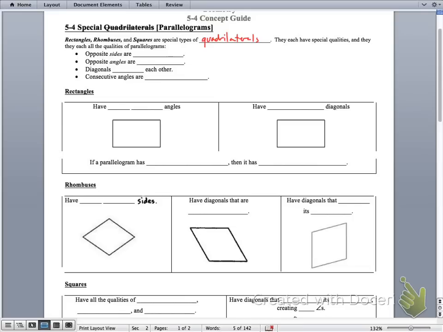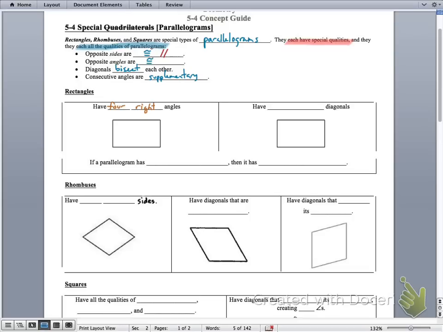Rectangles, rhombuses, and squares are all special types of quadrilaterals, but more specifically, they're special types of parallelograms. So, because they're parallelograms, they have all the qualities that parallelograms have. Opposite sides are congruent, opposite angles are congruent, diagonals bisect each other, opposite sides are parallel, consecutive angles are supplementary. All of those things that we learned about parallelograms, rectangles, rhombuses, and squares have.